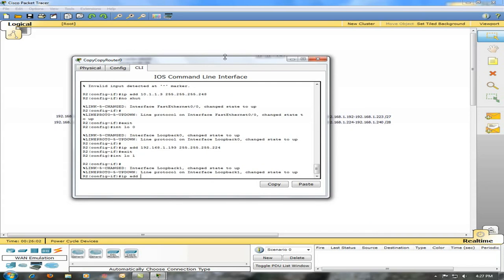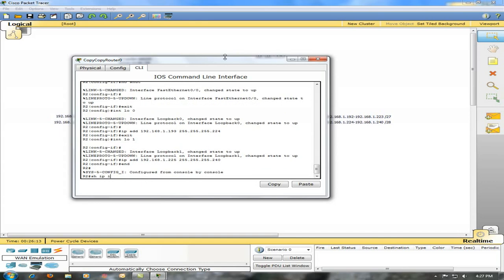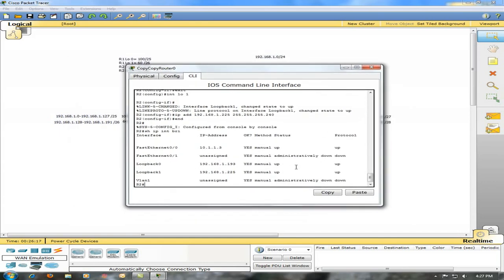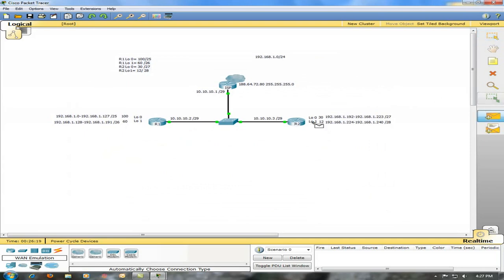IP address 192.168.1.225. And show IP interface brief. You can see that these are up and up, and our routers should be able to ping each other. There it is.